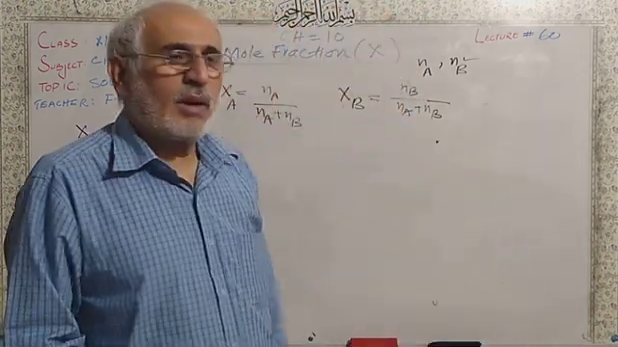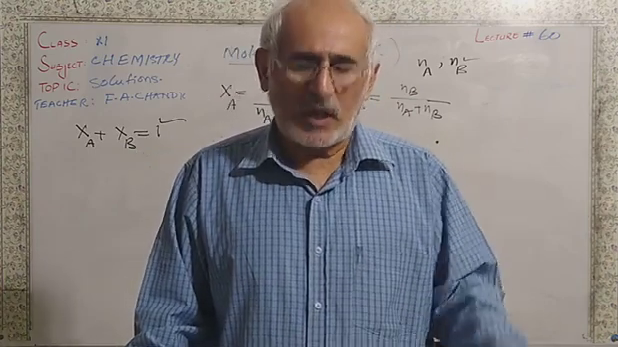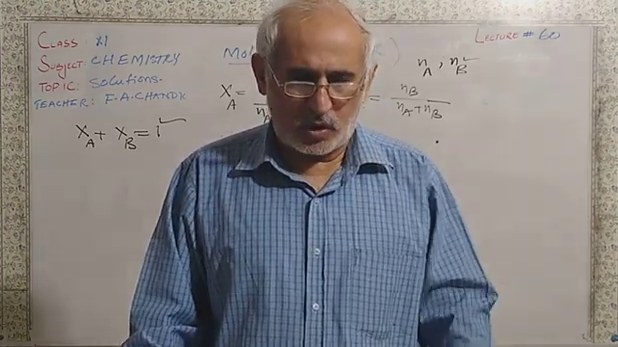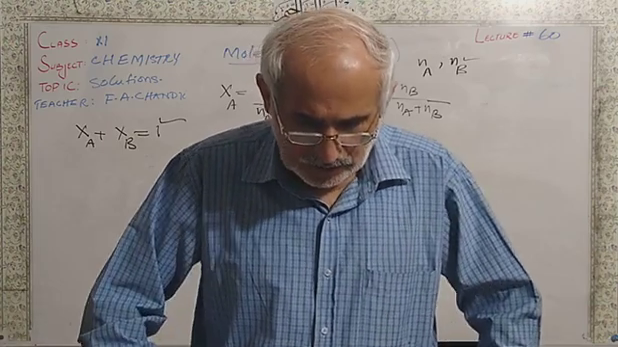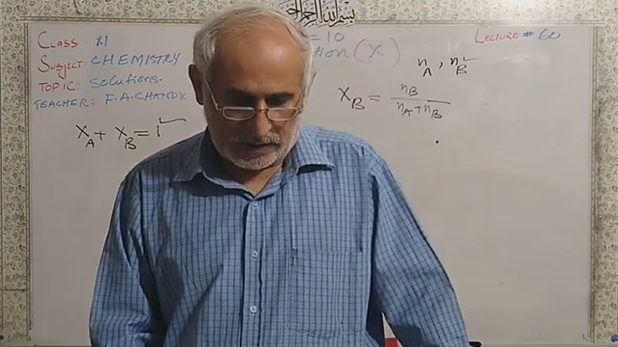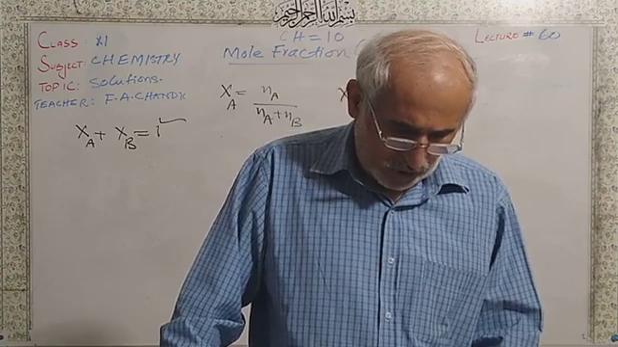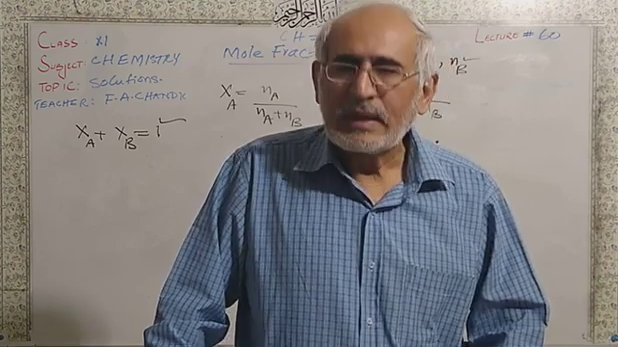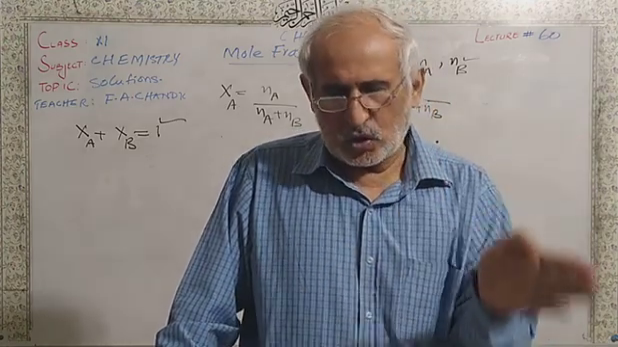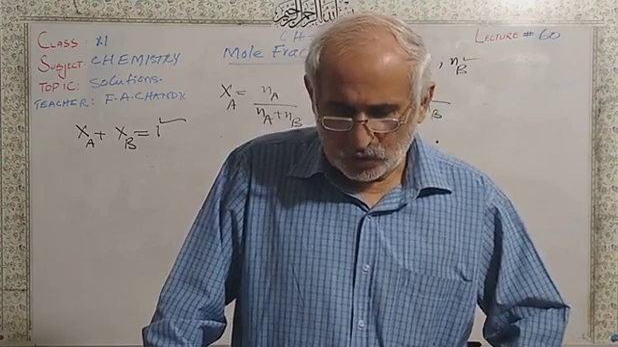Now apply the same formula. Mole fraction of water: 49.1 moles of water divided by total number of moles of the solute and solvent both, which is 51.27. You will get 0.958. Then mole fraction of ethanol: number of moles of ethanol is 2.17 divided by total number of moles, A plus B, ethanol plus water, 51.27. You will get 0.042.